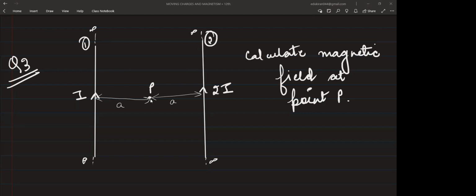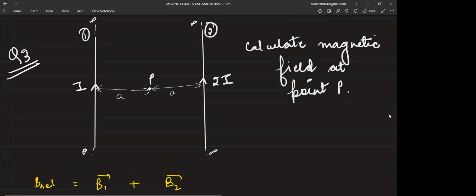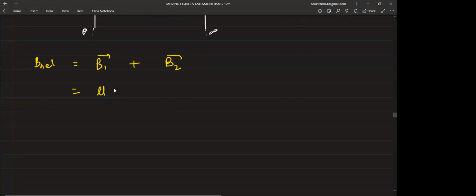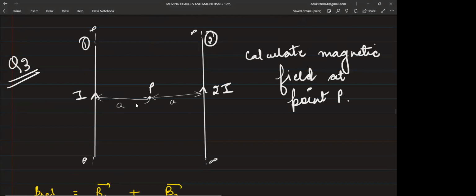So this is current I and both are infinite wires. When we are writing the net magnetic field, we'll have this as B1 plus B2. From the first wire, this is mu naught I by 2 pi A. Here, what is the direction? Take your right hand, pointing upwards, fingers should be up. Curl your fingers towards point P, and then your thumb would point inwards, right? So this is minus K cap.